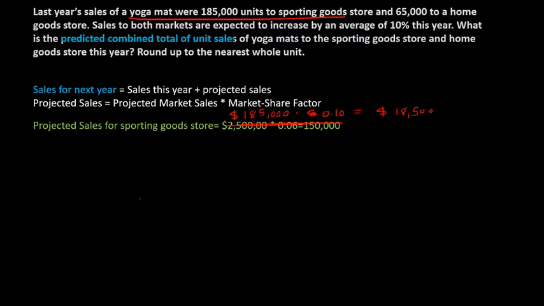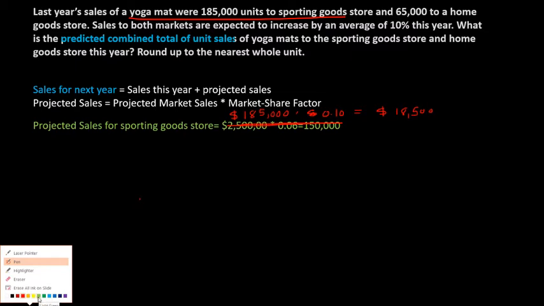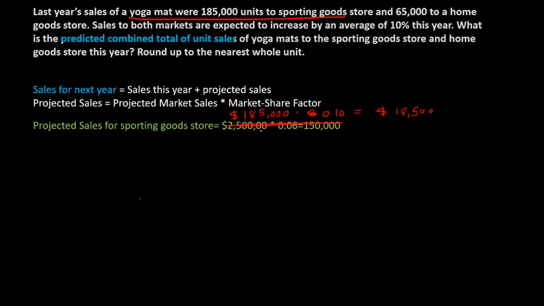Okay, so that means, and I will write this in green, that's my projected increase for the sporting goods store. That means the sales for next year for the yoga mats at this store are going to be the sales that I had before, that 185,000 units, plus an additional 18,500 units. That's going to be my sales for next year.